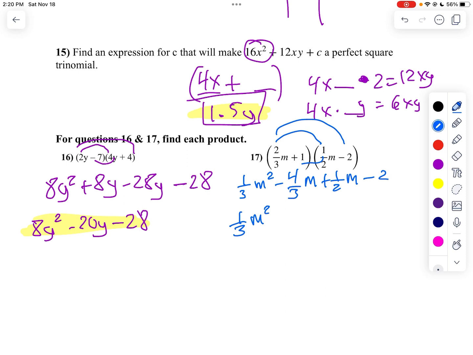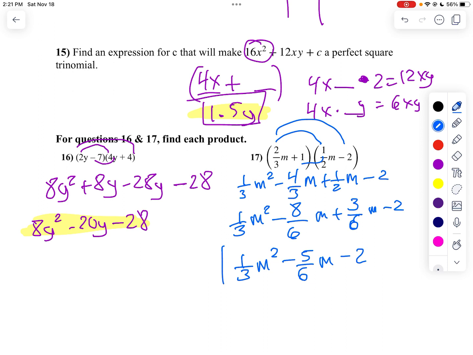Now I can combine my middle two, so I'm just going to write 1/3 m squared for now. But I need a common denominator. My common denominator is 6. So 3 times 2 is 6, so 4 times 2 is 8/6, and then I'll get 3/6. Then minus 2. So I get 1/3 m squared minus 5/6 m minus 2. And there's your answer.